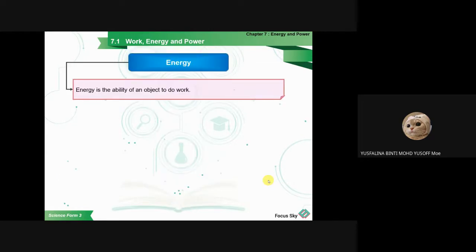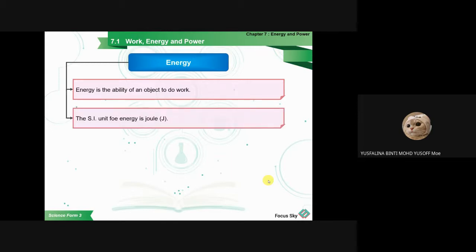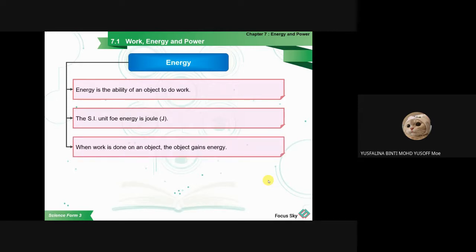So the next one is energy. Energy is the ability of an object to do work. So let's say you don't have energy, that means you cannot do work. So energy is the ability to do work. The SI unit for energy is the same as work, the joule. When work is done on an object, the object gains energy.